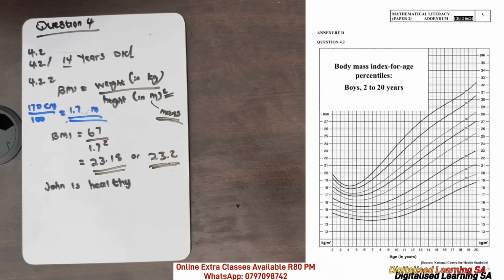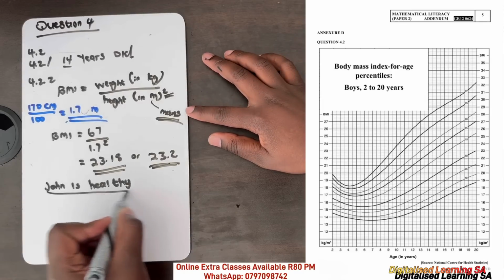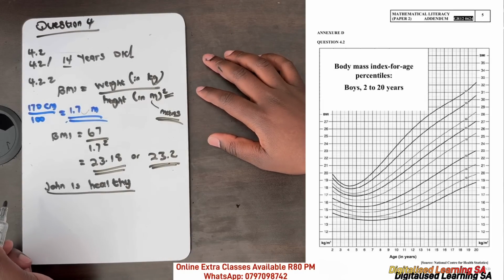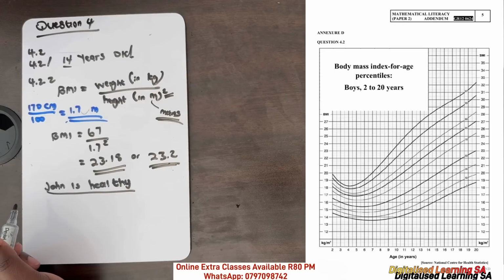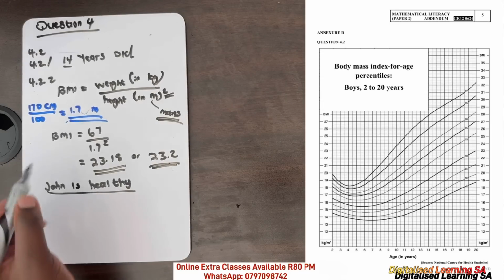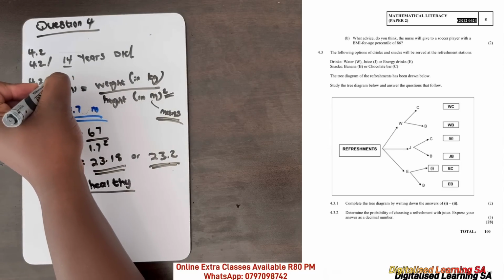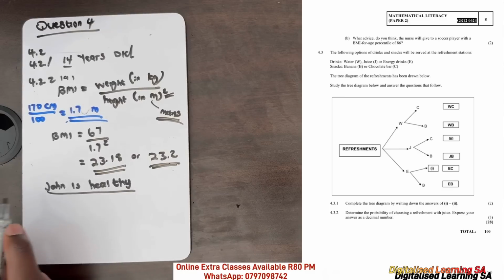And for a person to be healthy, he needs to be between the 5th and 85th percentile. So we can conclude that John is actually healthy, by the way. Okay, so now let's move to question B. So this was question A for 4.2.2. Now let's move to B for question 4.2.2.